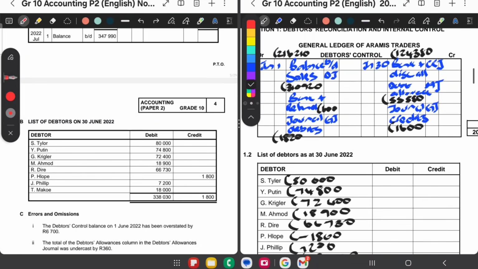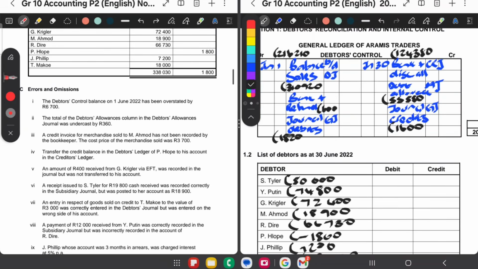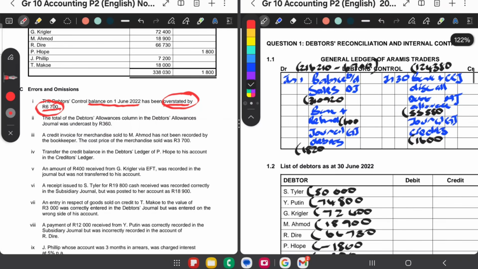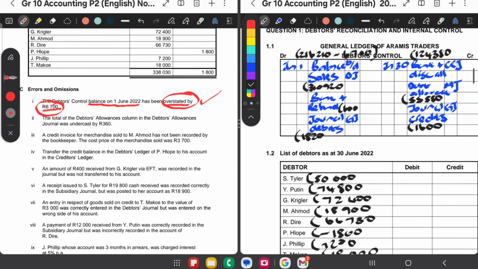And I'm going to read my adjustments. So my adjustment number 1 over here says, the debtors control balance on the 1st of June has been overstated by 6,700. So overstated means too much. So the balance in the debtors control account was too much by 6,700. So I'm going to go here to the balance at the beginning and take that 6,700 out. Of course, you're going to write neatly, not like me. And I'm going to leave it like that for now. So we are done with adjustment number 1.